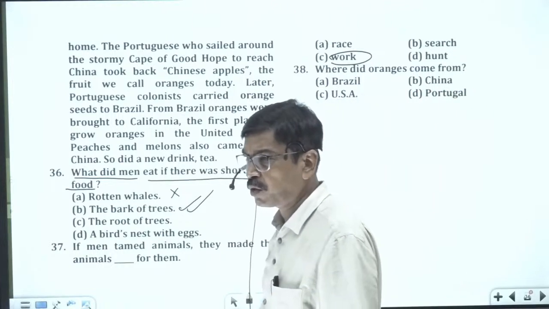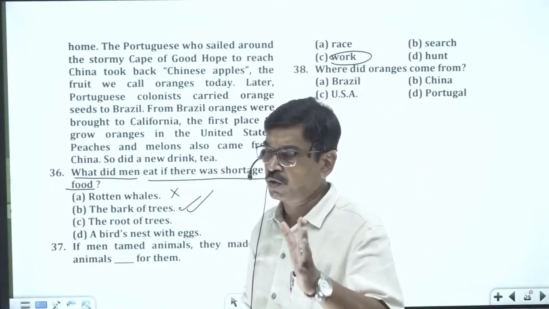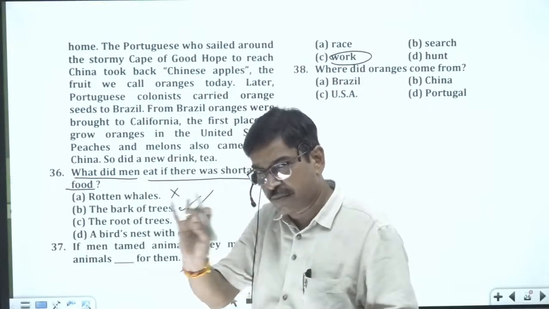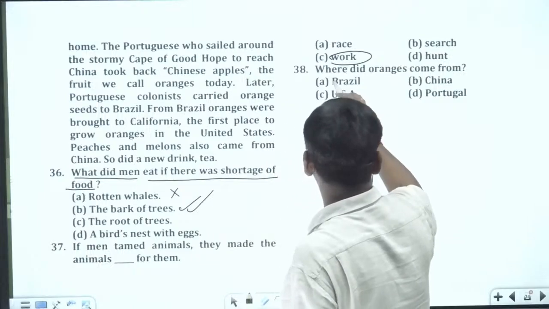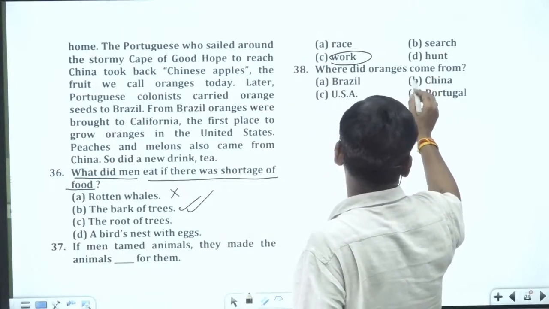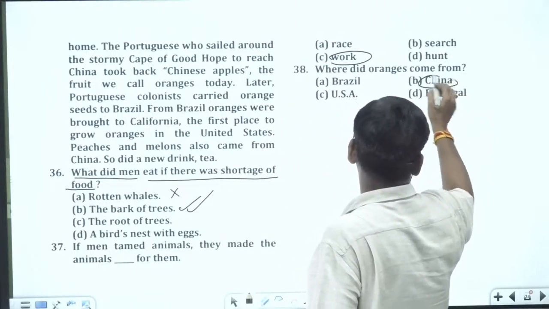Where did orange come from? This is a factual question. This is a very factual question, already in the passage given directly and distinctively. So not wasting time in this question. Very simple, orange came from China.